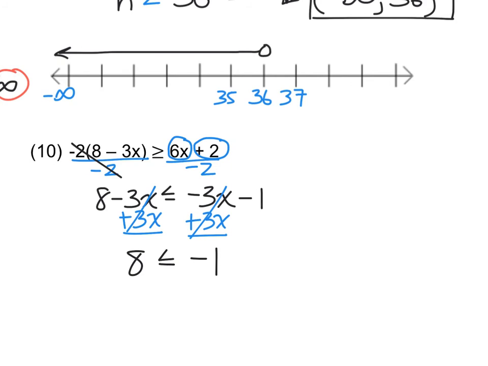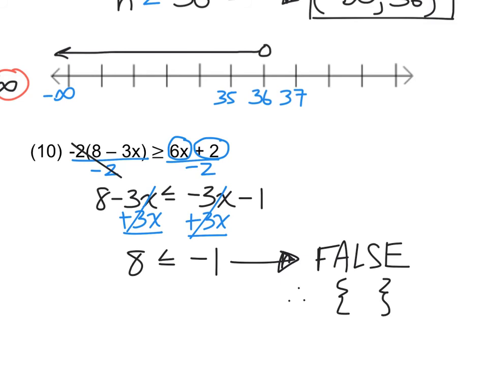If when I get down to just numerical stuff, so variables cancel away, I get something that's false, then it means no matter what I put in for x, it's never going to work. This is a false statement. No solution. Therefore, empty set. That looks so cheesy. You could also go with the no solution symbol, the circle with the strike through it.